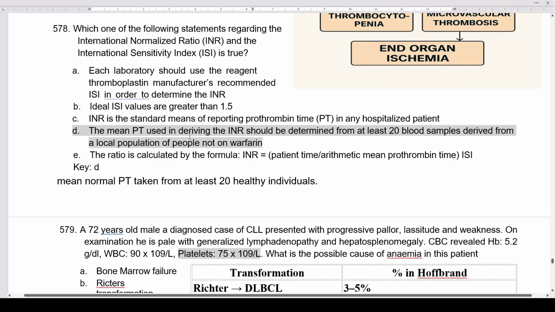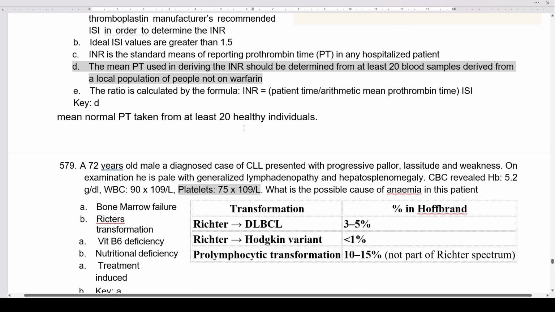The mean PT used in deriving the INR should be determined from at least 20 blood samples derived from a local population of people not on warfarin. So yes, this option is correct. So the mean PT should be obtained like this. The ratio is calculated by the formula. This formula is wrong. The formula is the patient's PT divided by the mean PT, the normal PT, and multiplied by the ISI, and we will get the INR.